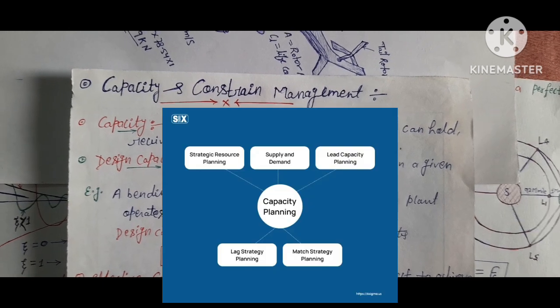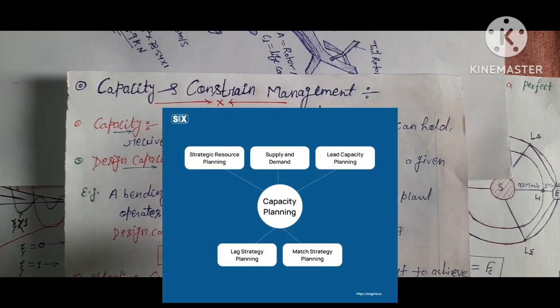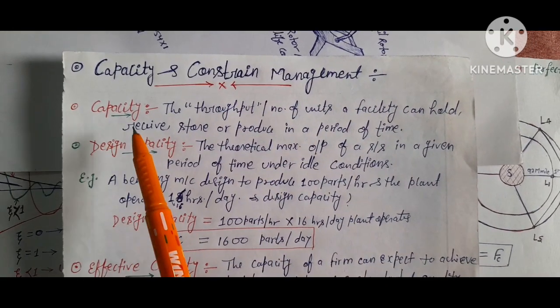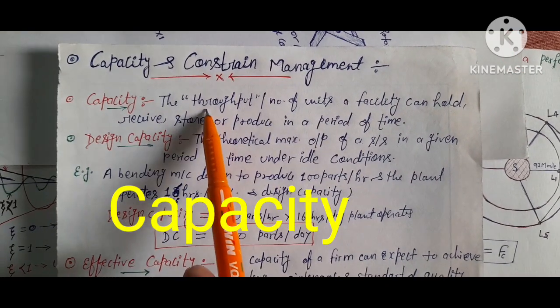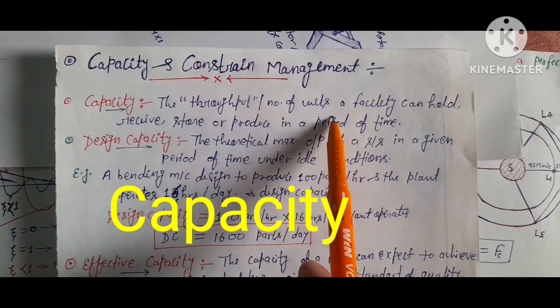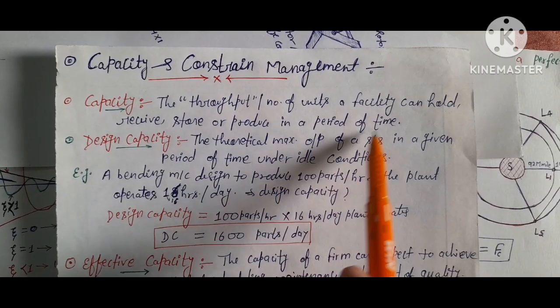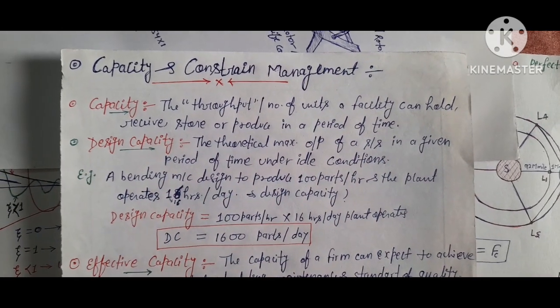Friends, here we are talking about capacity and constraint management. In capacity and constraint management, we first talk about capacity. What is the definition of capacity? The throughput or number of units a facility can hold, receive, store or produce in a period of time. That is the capacity definition.